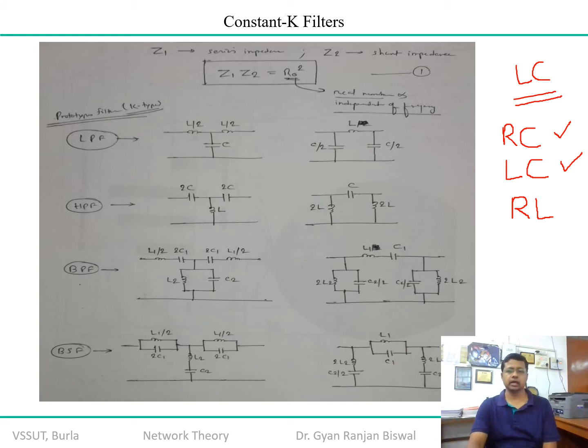So this will give you the delta structure design of a band pass filter, which is again a combination of L1 and L2. Remember, the combination of L1 C1 represents the total series impedance Z1. And the overall equivalent value of L and C that comes from the shunt arm gives you the shunt impedance, that is Z2. In any circumstances, the product of Z1 and Z2 should be independent of frequency, that is R0 square.